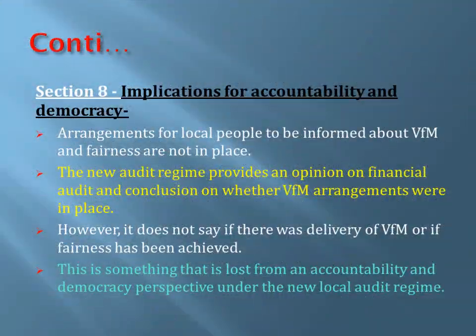Section number 8, implications for accountability and democracy. Arrangements for local people to be informed about VFM and fairness are not in place. The new audit regime provides an opinion on financial audit and a conclusion of whether VFM arrangements were in place. However, it does not say whether there was a delivery of VFM or if fairness has been achieved. This is something that is lost from an accountability and democracy perspective under the new local audit regime.